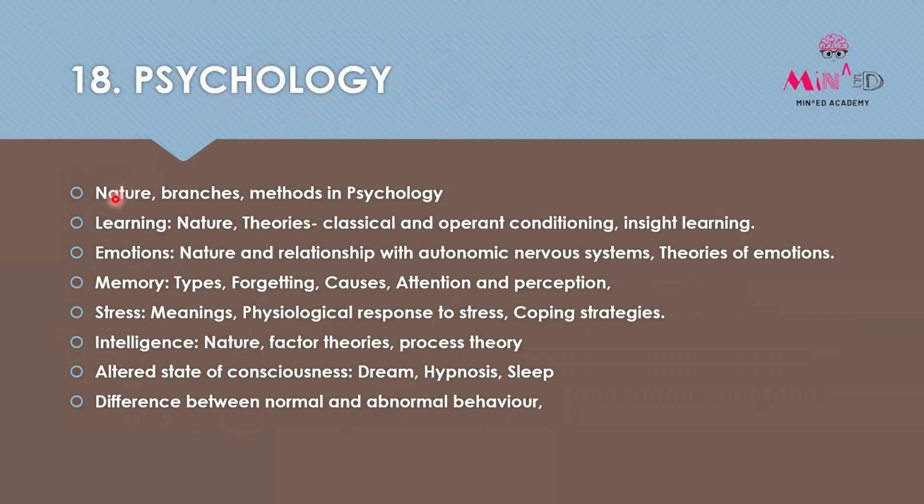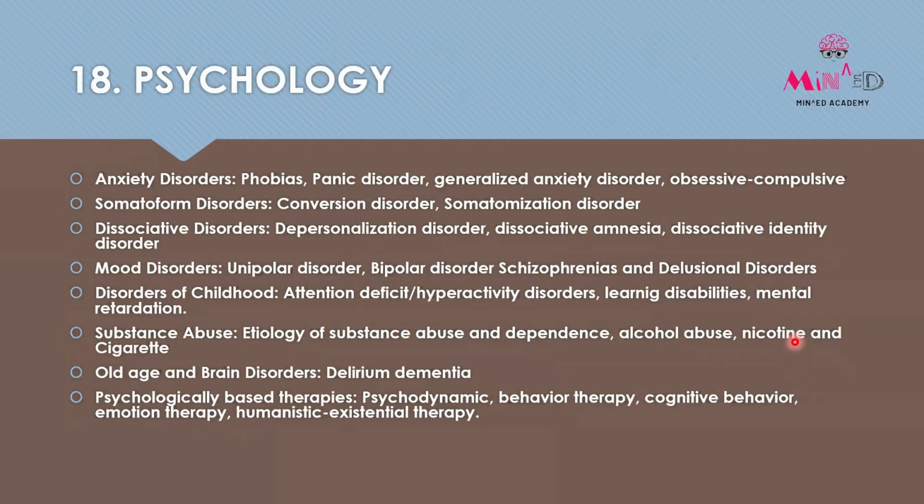And then we have topics from psychology. Okay, there is nature and branches, methods of psychology, learning, its nature, theories, classical and operant conditioning, insight learning, emotions, nature and relationship with autonomic nervous system, theories of emotions, memory, stress, intelligence, altered state of consciousness, difference between normal and abnormal behavior. So these are the topics, just go through them. Then anxiety disorder, somatoform disorder, dissociative disorder, mood disorder, disorders of childhood, substance abuse, old age and brain disorder, then psychologically based therapies.